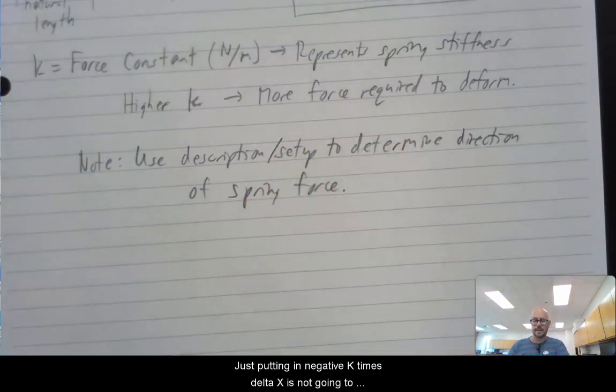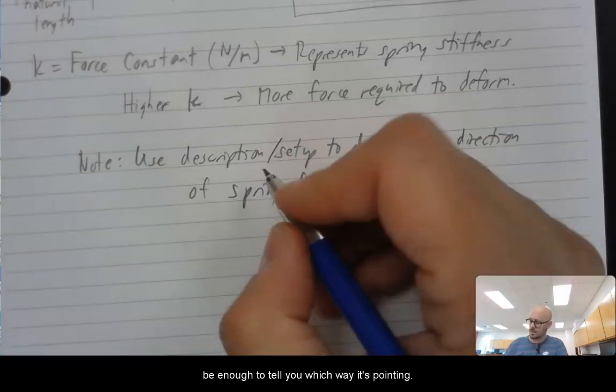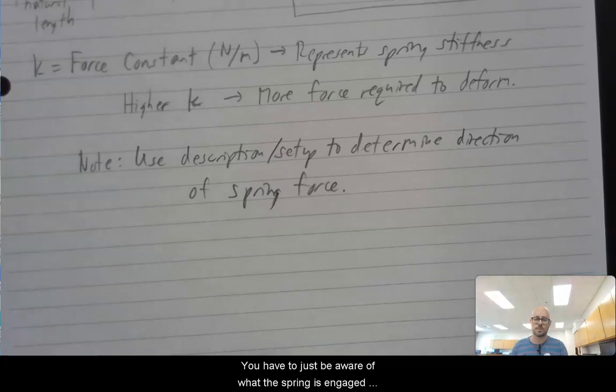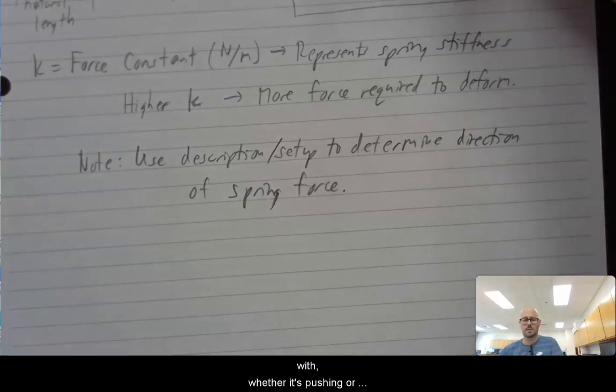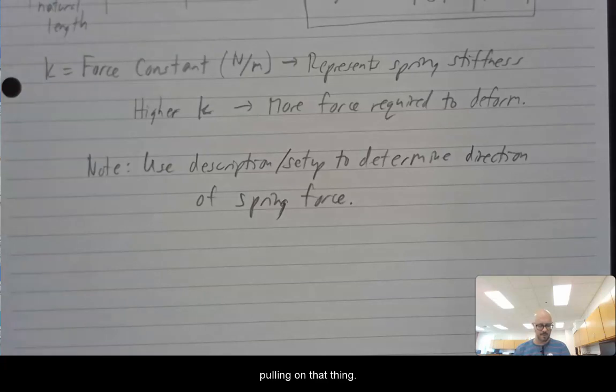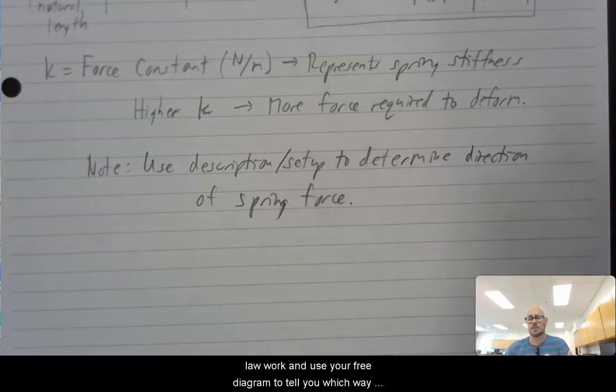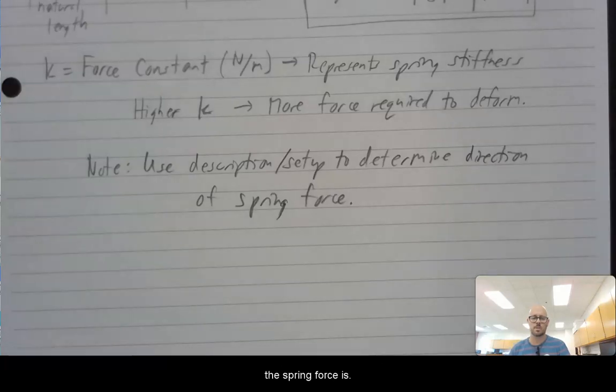Just putting in negative k times delta x is not going to be enough to tell you which way it's pointing. You have to just be aware of what the spring is engaged with, whether it's pushing or pulling on that thing. And so just use k times delta x in your Newton's second law work, and use your free body diagram to tell you which way the spring force is.